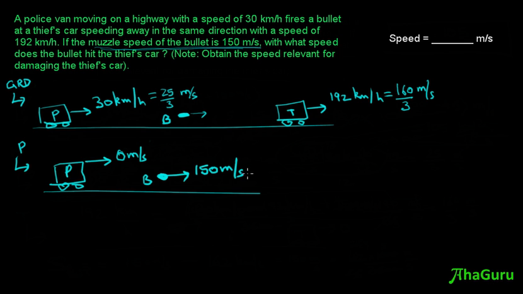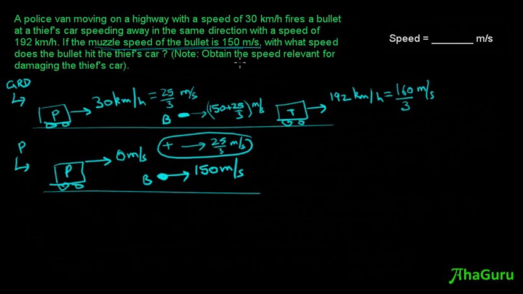And since the police car is the common object between this diagram and that diagram, I must make its velocity the same if I want to translate this bullet's velocity from here to the ground reference frame. And to do that, I must add a velocity of 25 by 3 meters per second to all quantities. If I do that to the police car, its velocity becomes 25 by 3 because 0 plus 25 by 3. But the bullet's velocity then becomes 150 plus 25 by 3. And all of this is in meters per second.